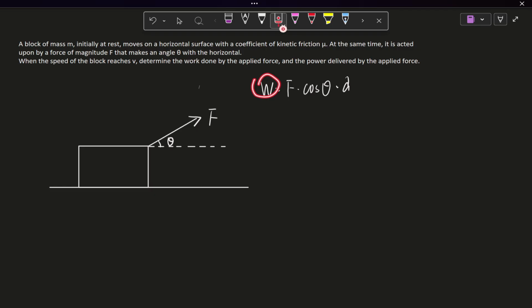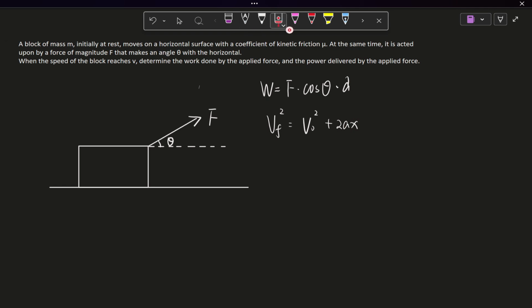You're trying to find the expression for work, right? We already know F times cosine theta, because we know the magnitude of F and the angle theta. So now we're trying to solve for d. The way I approach d is using the kinematic formula Vf squared is equal to V naught squared plus 2ax. The x is the displacement you're trying to find. It's basically the same thing as d.